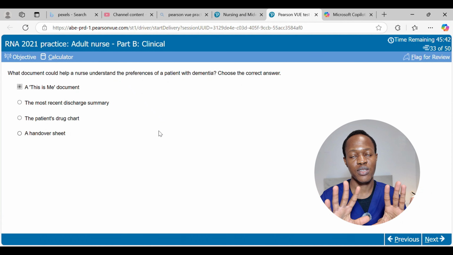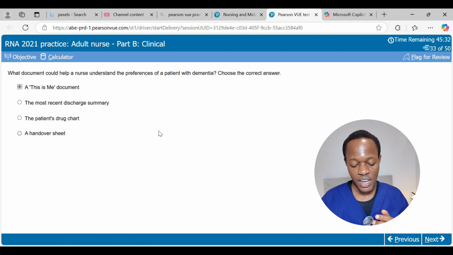The answer should be the This Is Me document, because this is a document that you will see the picture of the resident. It will tell you their name, their date of birth, what they're like, their music, their food preference, just a lot of things. You could want to say the handover sheet, but no, it's the This Is Me document.